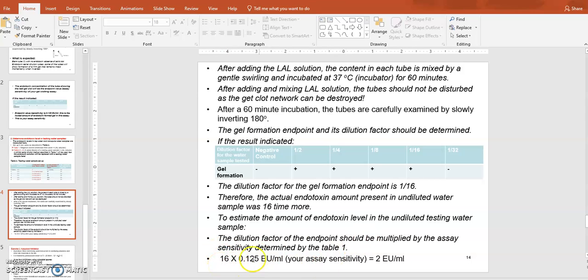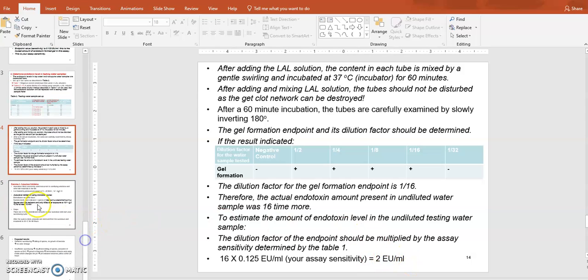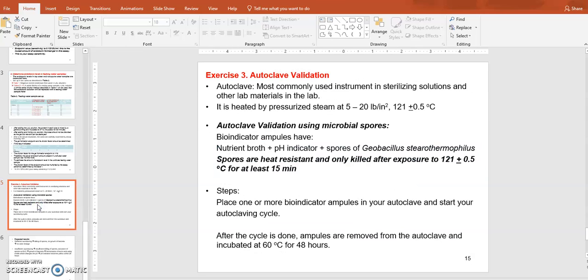So you just multiply the dilution factor to that assay sensitivity, then that'll give you the amount of endotoxin present in the undiluted testing water. So that's how you're going to calculate out the endotoxin present in the testing water. Does it make sense? Okay, if it doesn't make sense, you can play this over and over. Okay, so that's how you're going to test the endotoxin amount present in your testing water.